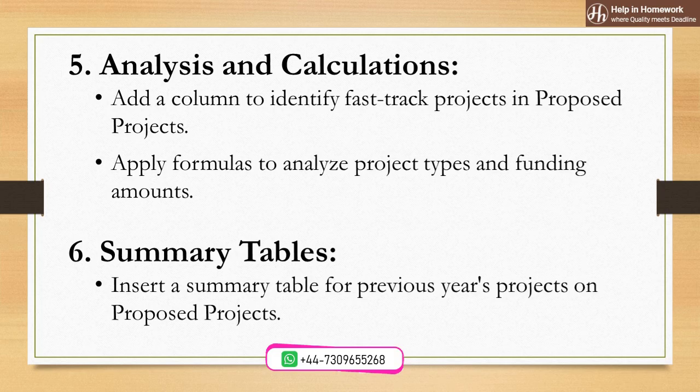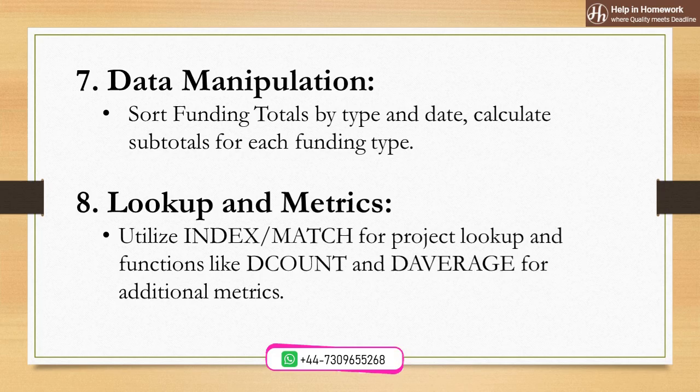6. Summary tables. Insert a summary table for previous year's projects on proposed projects. 7. Data manipulation. Sort funding totals by type and date. Calculate subtotals for each funding type. 8. Lookup and metrics. Utilize INDEX, MATCH for project lookup, and functions like DCOUNT and DAVERAGE for additional metrics.